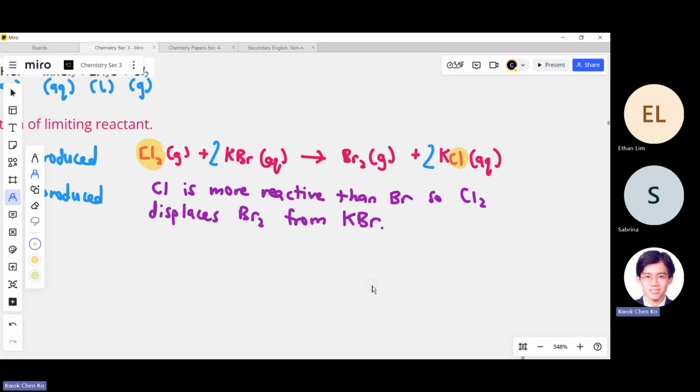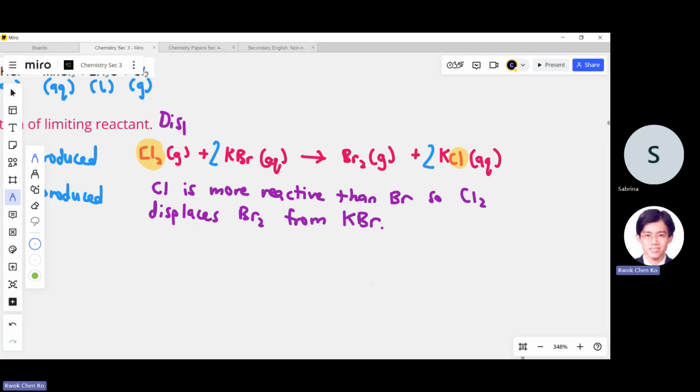Now, lastly, before I end the lesson here, this reaction has a name. This is called a displacement reaction. No surprise there.